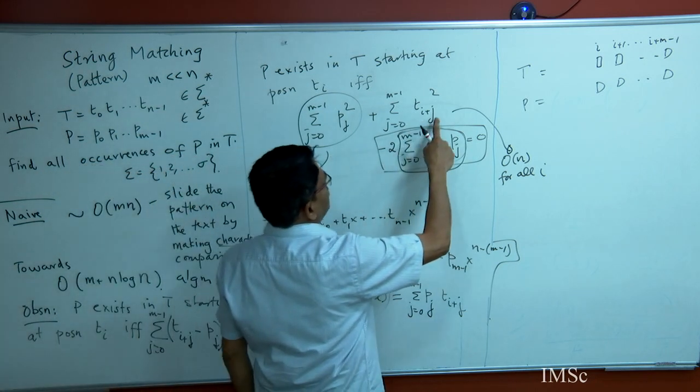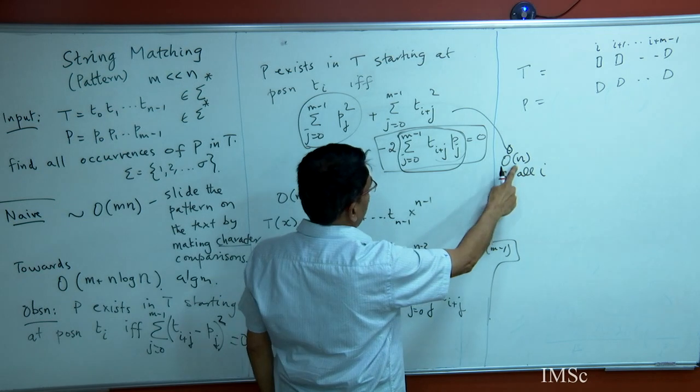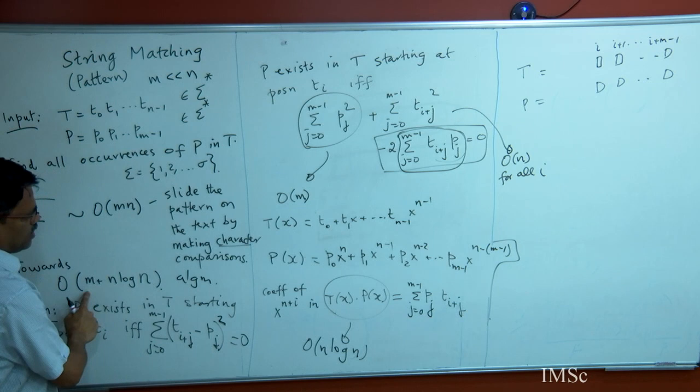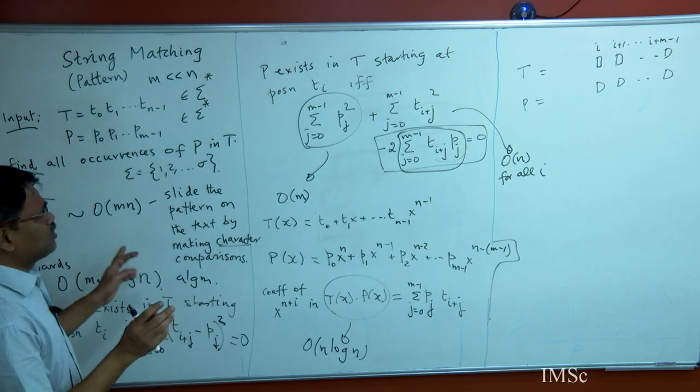To compute the (t_i + j) square for every i, it takes me order n, and to compute this product takes me n log n. So, that is my running time, and I claim that that is good enough.